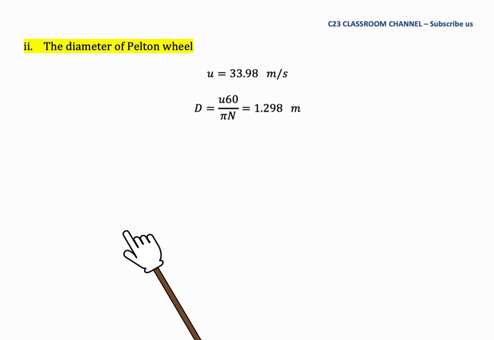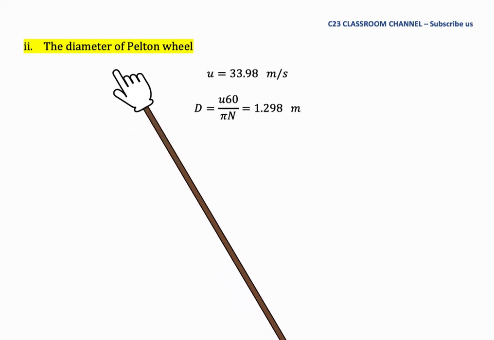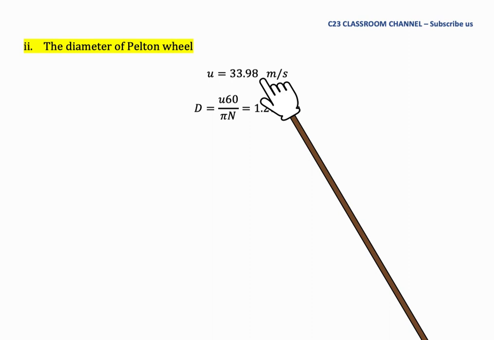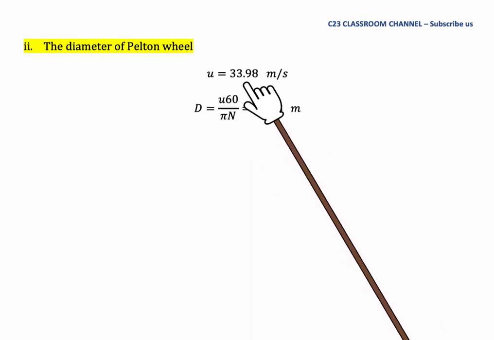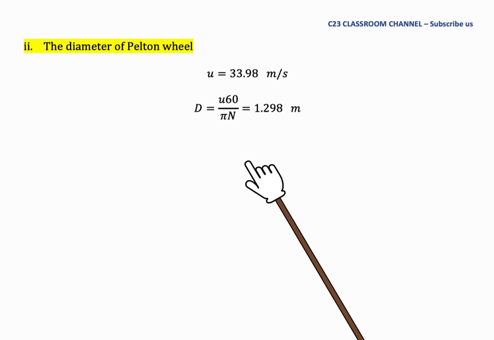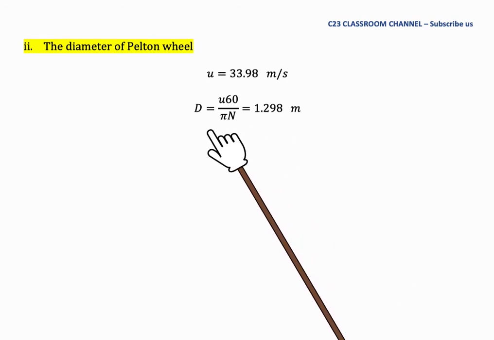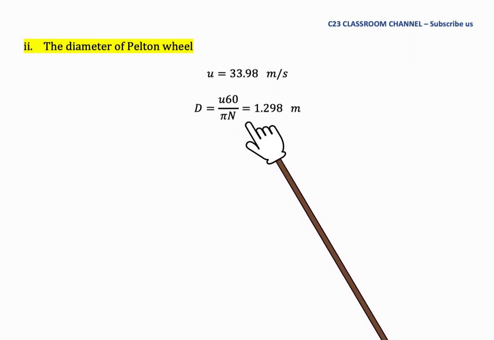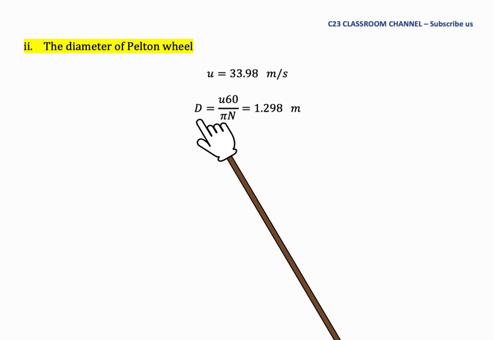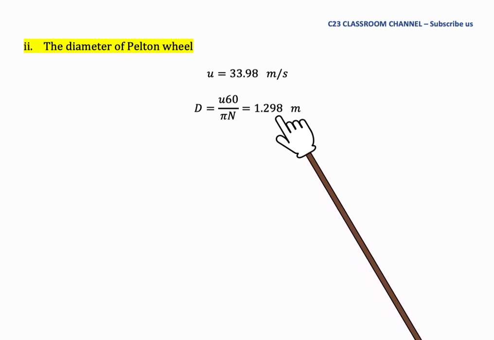Next, we calculate the diameter of the Pelton wheel. In the previous calculation, we found that the value of U is 33.98 meters per second. We substitute it into this equation. I think you already know the origin of this equation. We substitute the value of U here, and we get the diameter of the Pelton wheel equal to 1.298 meters.